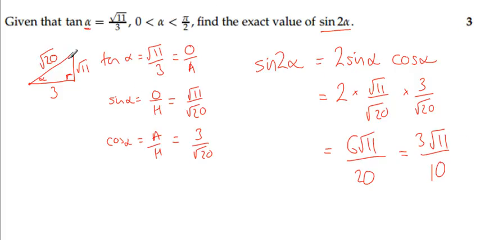Okay, so marking: 1 is for your triangle, including the root 20. The second is for subbing in from the expansion. And your third is for getting to your answer.